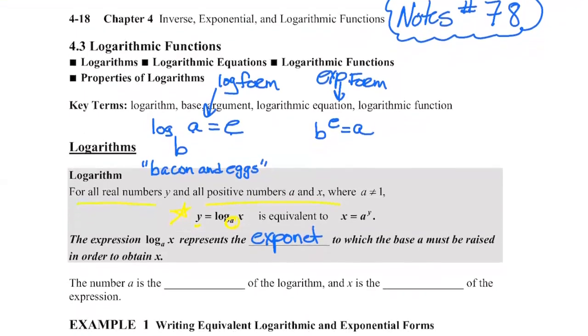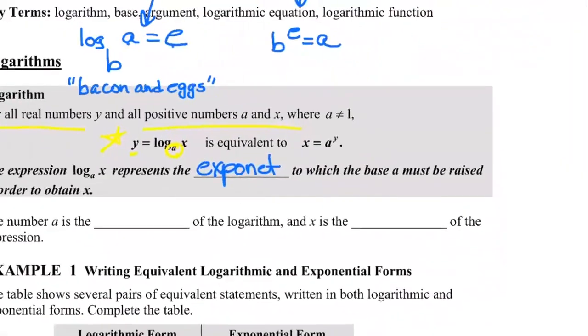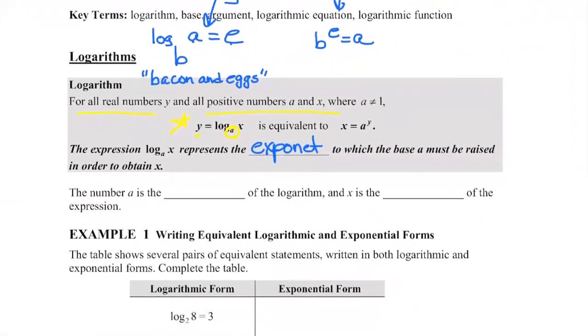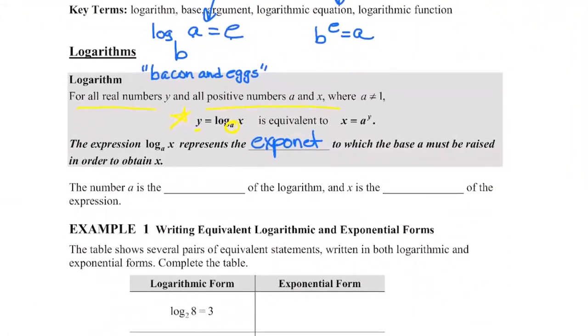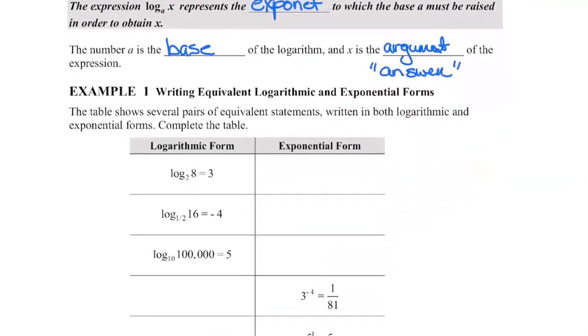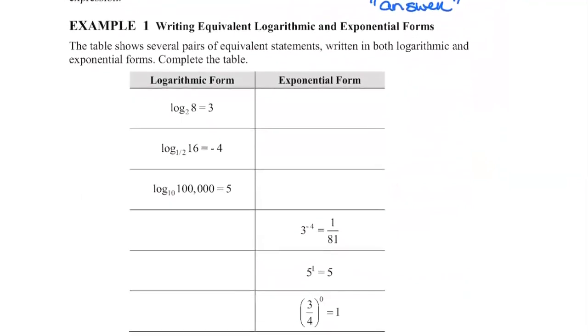Okay, so the different parts: a in this case is your base of the logarithm, and x is called the argument. They call it the argument. I also call it the answer. That's just easier for me to remember, the answer, okay? All right, so today we're going to focus on our log form and our exponent form.